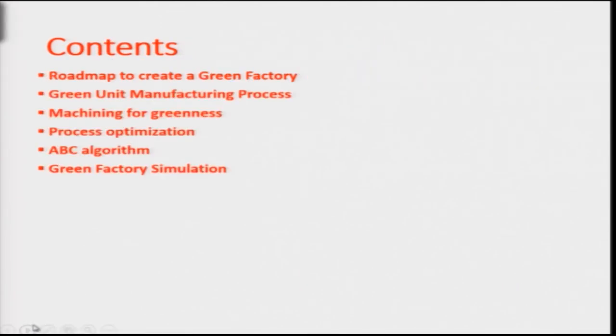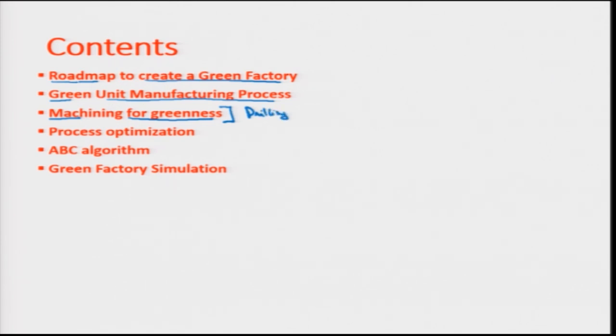The contents would go like this. First, a roadmap to create a green factory that we selected. Then, what are green unit manufacturing processes? We have discussed a single process, two processes, then a flow line, multiple processes. So green unit manufacturing process, what does this comprise of? This we'll see. Then we'll focus this lecture more on machining for greenness, and the process that we have picked is drilling.